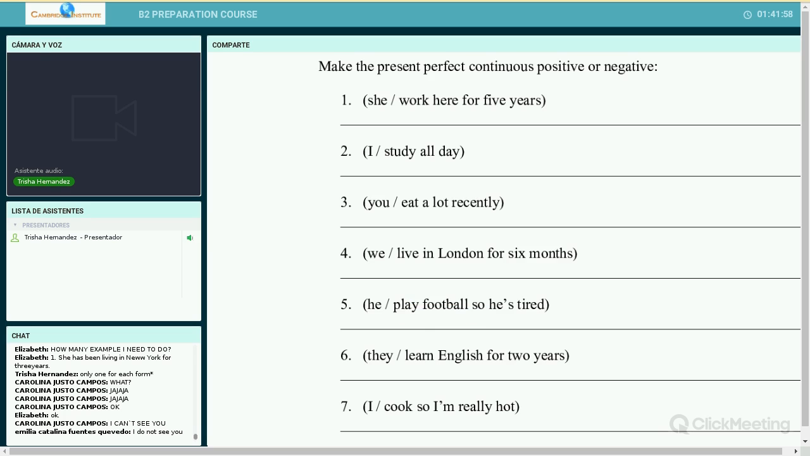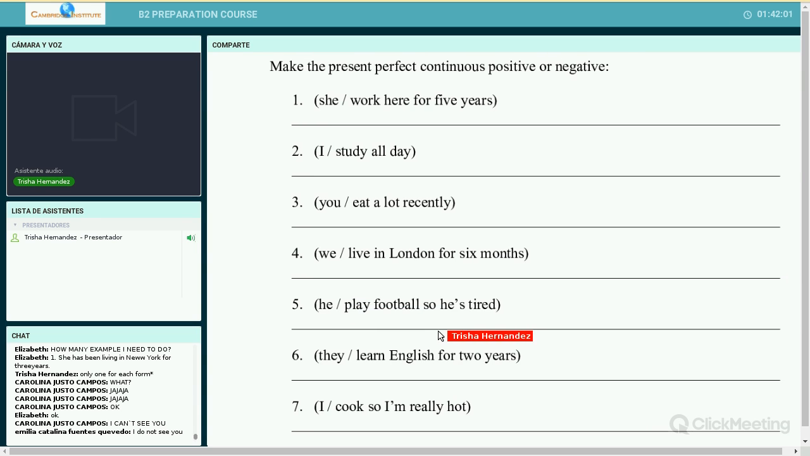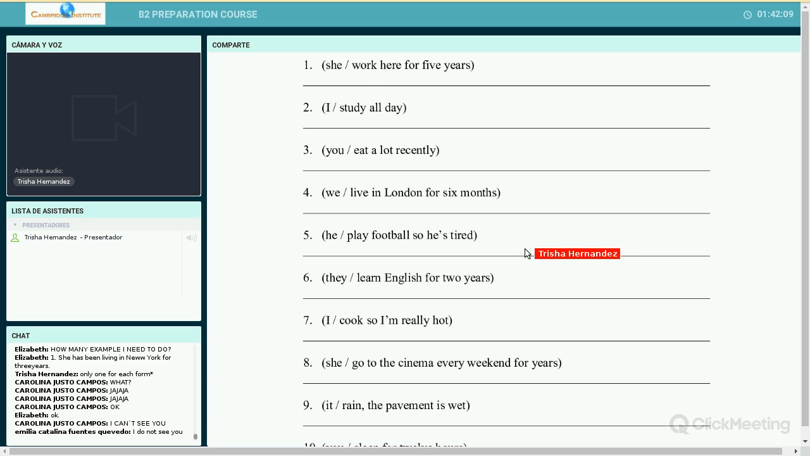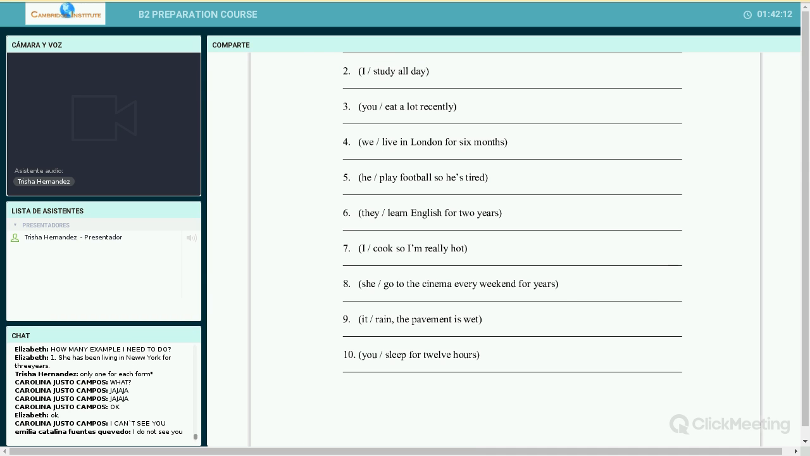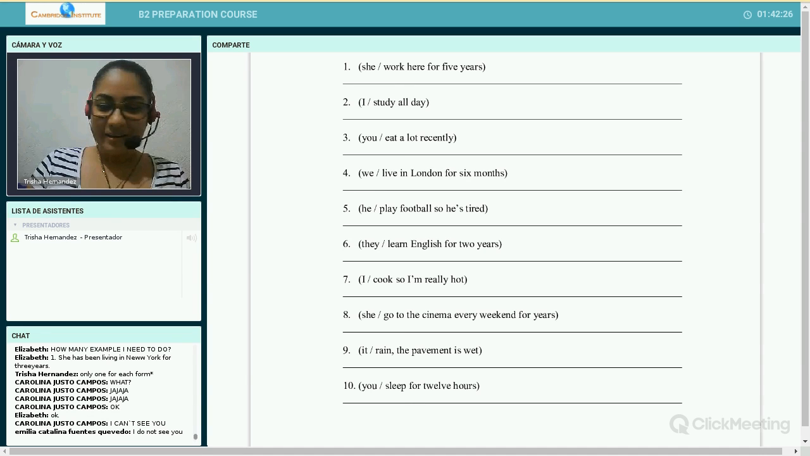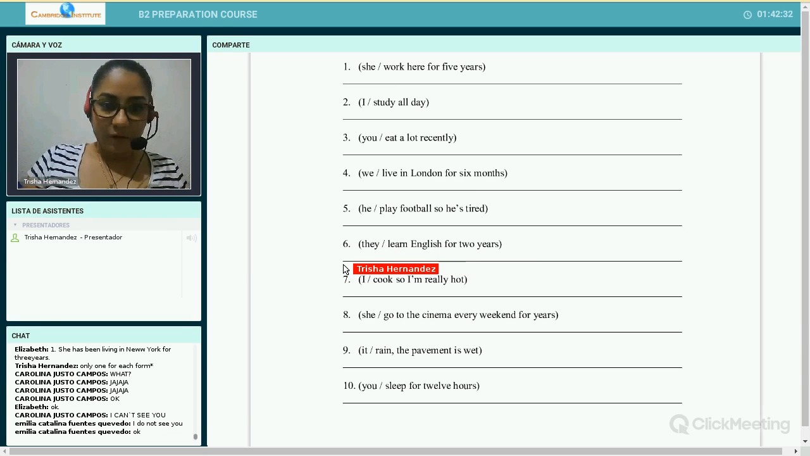Okay, make the present perfect continuous positive or negative. Use more sentences this time. We have 7. We're going to make it till 9 now. 8. Okay. Let me. I have low internet. Sorry. Low signal. That's why the camera is turned off.